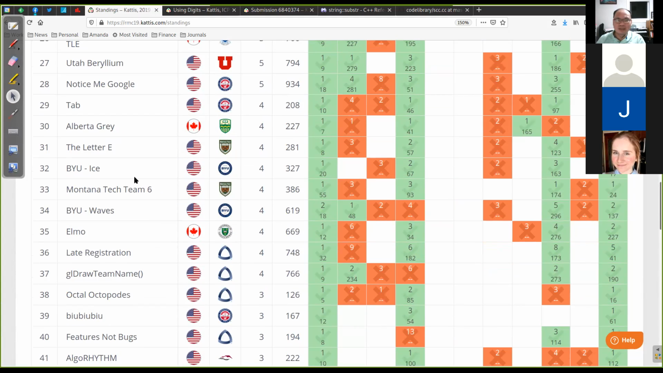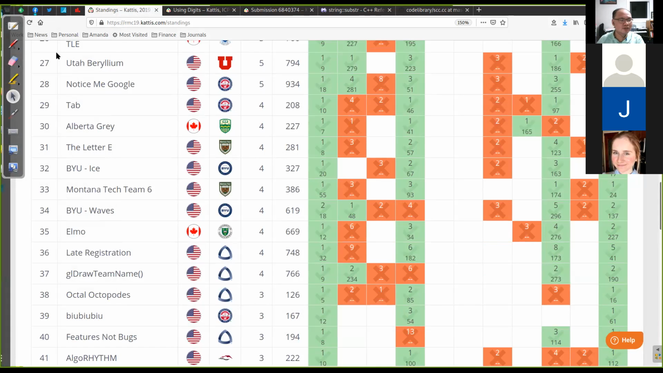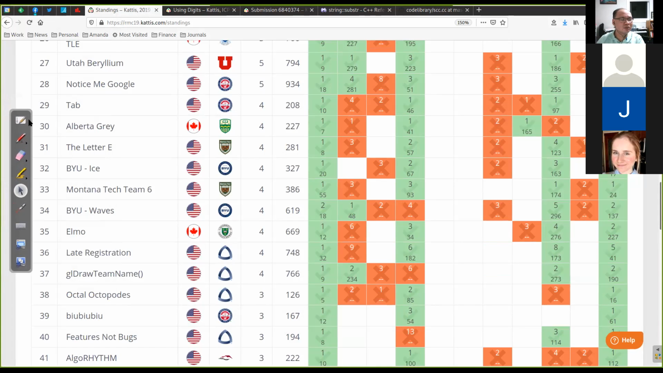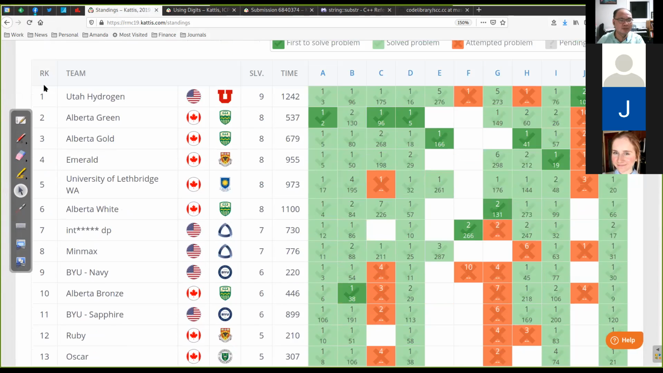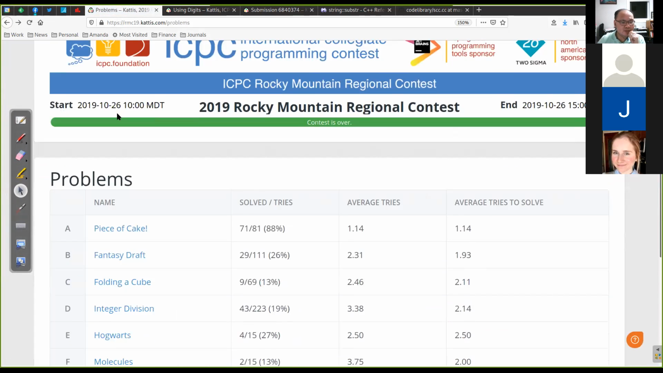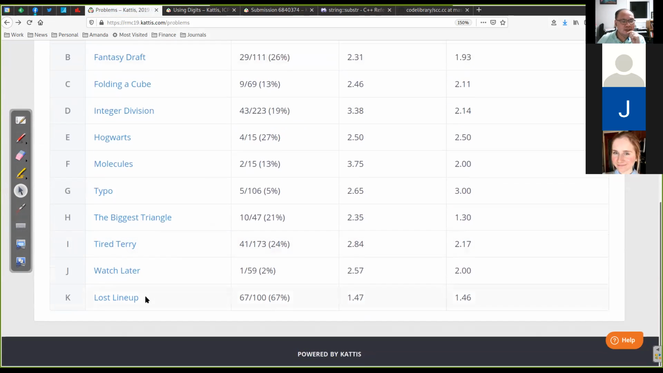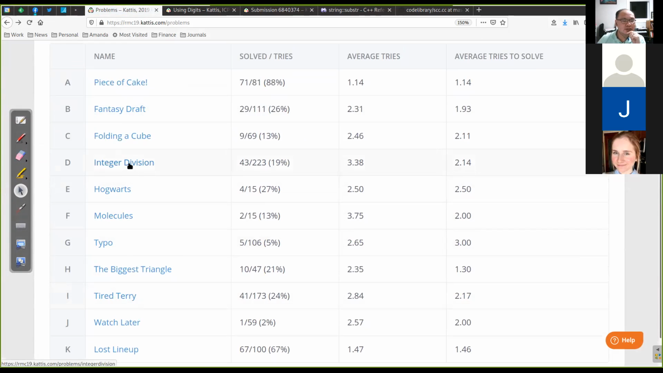So you don't have to solve the hardest problem. Of course, you want to avoid getting trapped by the hardest problem, but you don't have to solve it to do reasonably well. You won't be able to be top 8, which is the number of teams that advance to the next stage. But even if you solve the easy problems quickly, piece of cake, lost lineup, tie, Terry, integer division, and if you can solve one more, you are well in the top third of the contest, right?